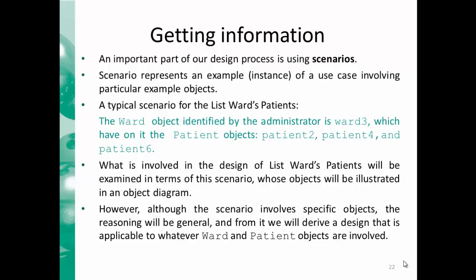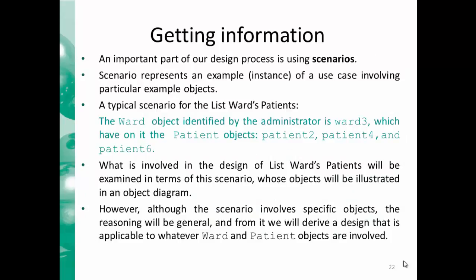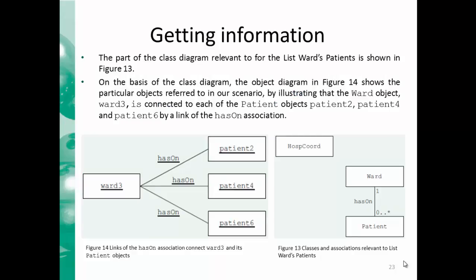So the first thing we do, we go to the use case text. We take one particular scenario from that use case. Then we go to the class diagram and take the classes involved in that particular scenario. For example, this scenario, which is list wards patients, involves two classes, ward and patient. It has the relation has, and the shown multiplicities mean one ward may contain many patients, 0 or more.